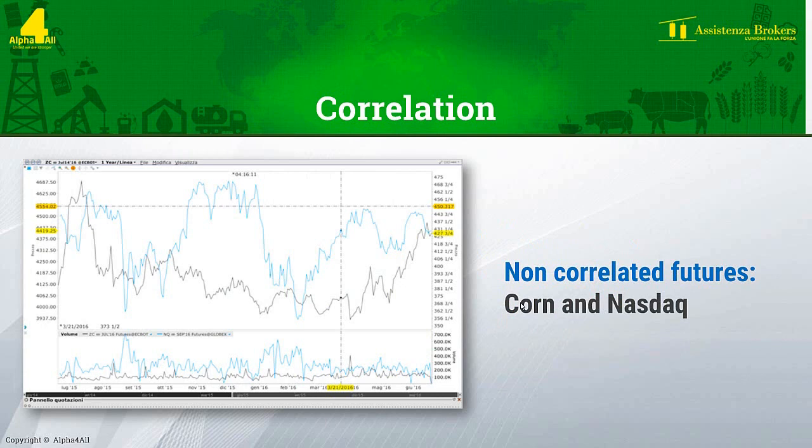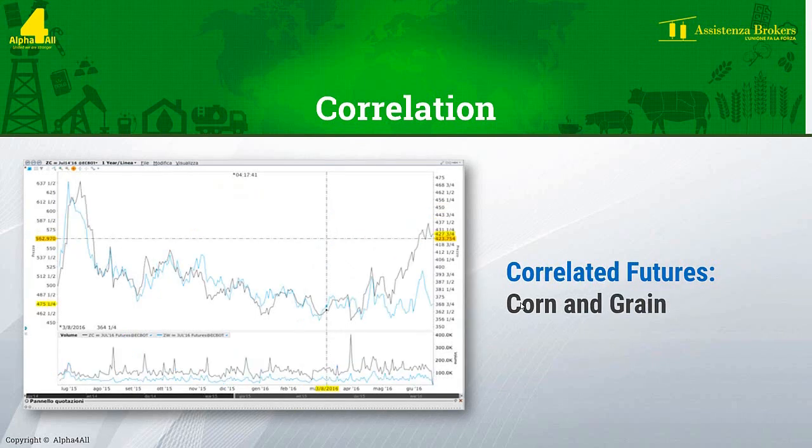In this example we see a chart showing the price for corn and Nasdaq futures, Nasdaq being an index made up of US technology stocks. These two have a highly uncorrelated performance because the underlying products are very different. One being a product that is grown and harvested, the other being made up of technology companies. It's easy to see there is no connection between the two, and therefore they would not be traded together.